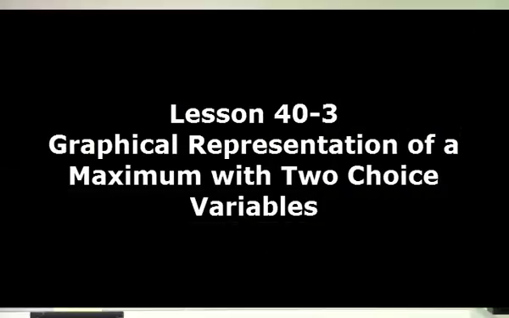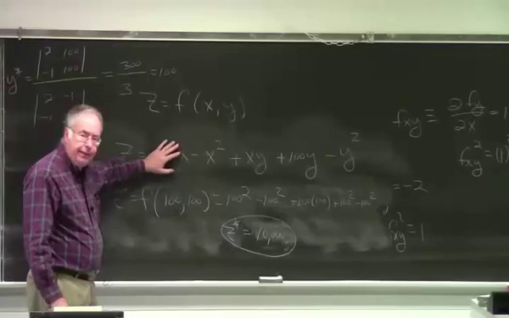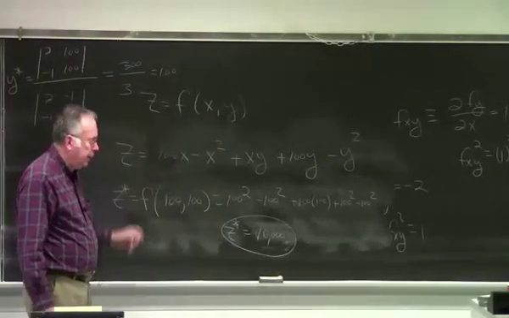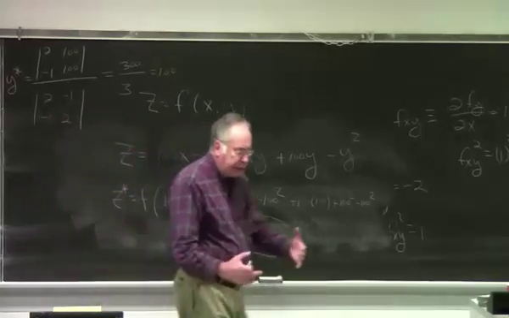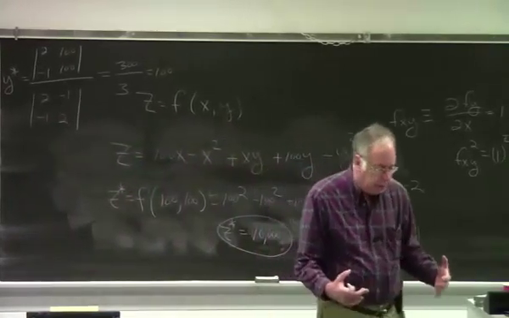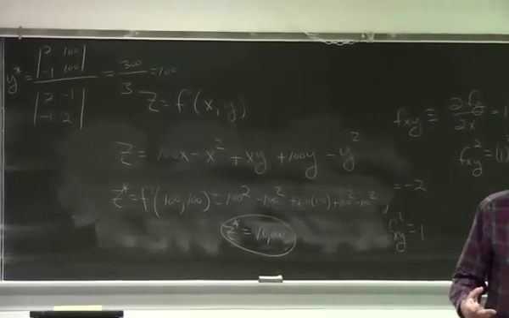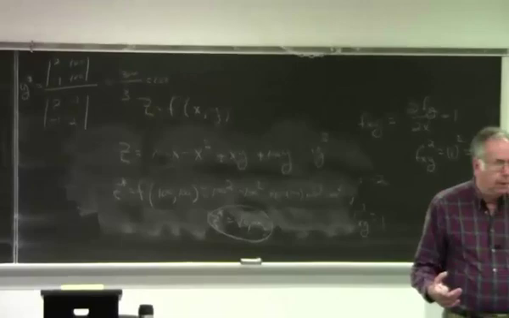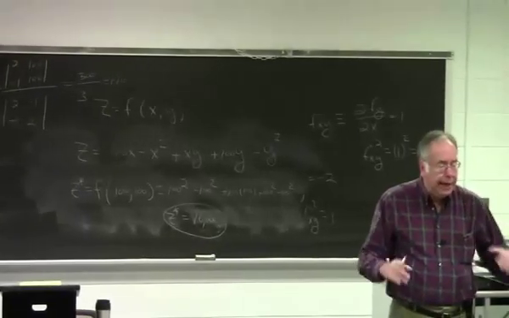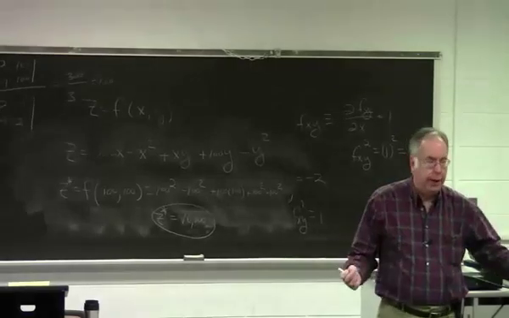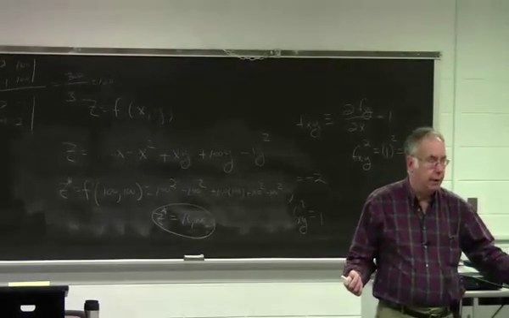So what this function looks like, if you graph this function, where z is the height, it will be a surface in three dimensions that looks like a smooth hill. And the top of this hill will be a height of 10,000. And that will correspond to an x value of 100, a y value of 100.